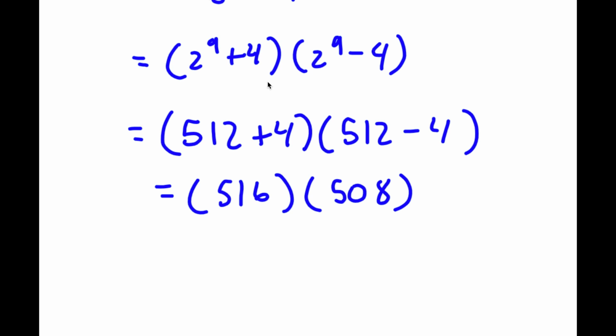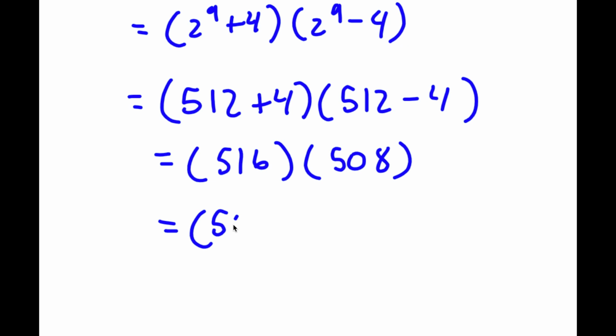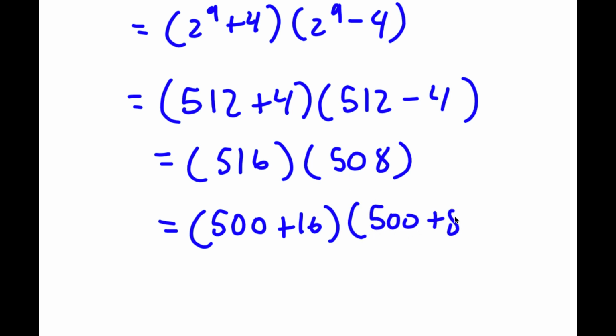Now from here, what I'm going to do is rewrite 516 as 500 plus 16, and I'm going to rewrite 508 as 500 plus 8. The reason I did this was to make this problem easier to multiply, because we're trying not to use a calculator, and if we multiplied 516 with 508 on paper, that's going to take a while to solve. So now all I have to do is simply distribute 500 first.